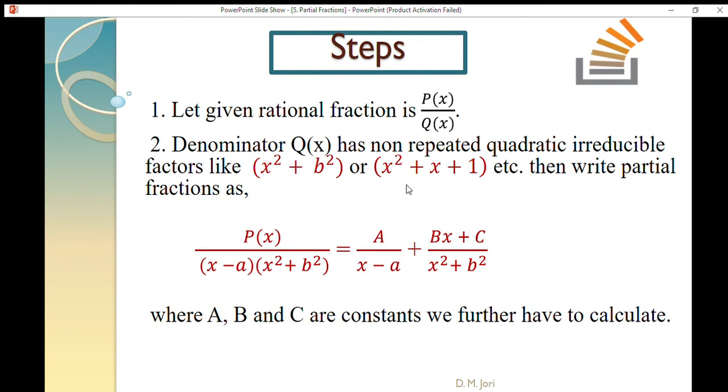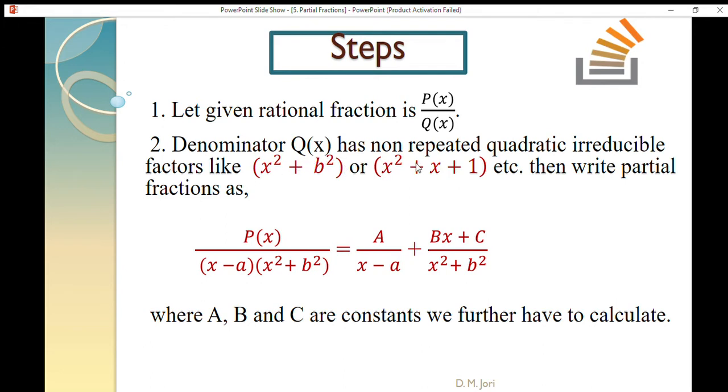Both factors are quadratic, meaning the highest power of x is 2. You have to observe the power of the variable, that is x. So x square means it is quadratic, since the highest power of x is x square. Again, they are non-repeated: they occur only once. And the last word is very important: they are irreducible. Irreducible means we cannot reduce them into linear factors, we cannot factorize them further.